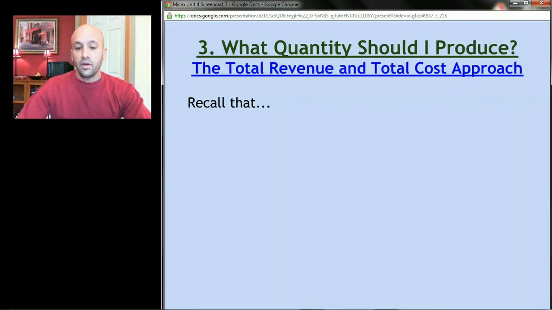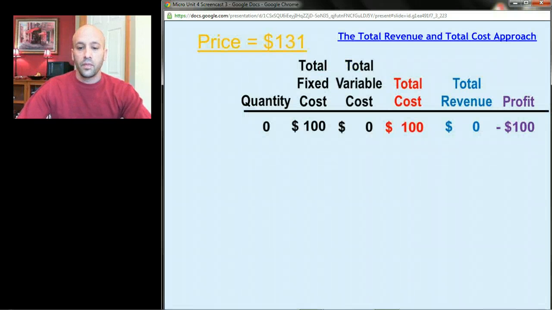Now you'll remember that total revenue and total cost, if we have them both, we can figure out economic profit. Economic profit is equal to total revenue, all the money coming in, minus total costs, all the money going out. So let's say we had some data for a perfectly competitive firm. Let's assume that the price they're charging is $131, the same price we've been working with. And let's say we had total fixed cost and total variable cost data for that firm.